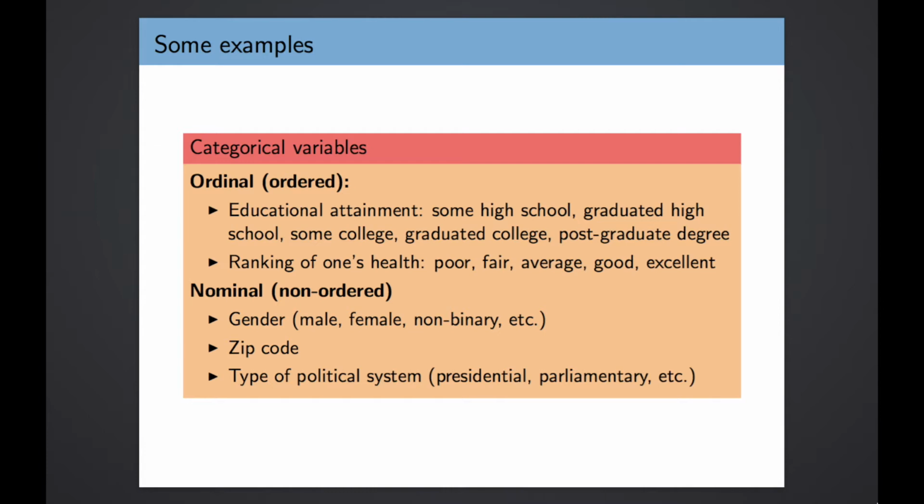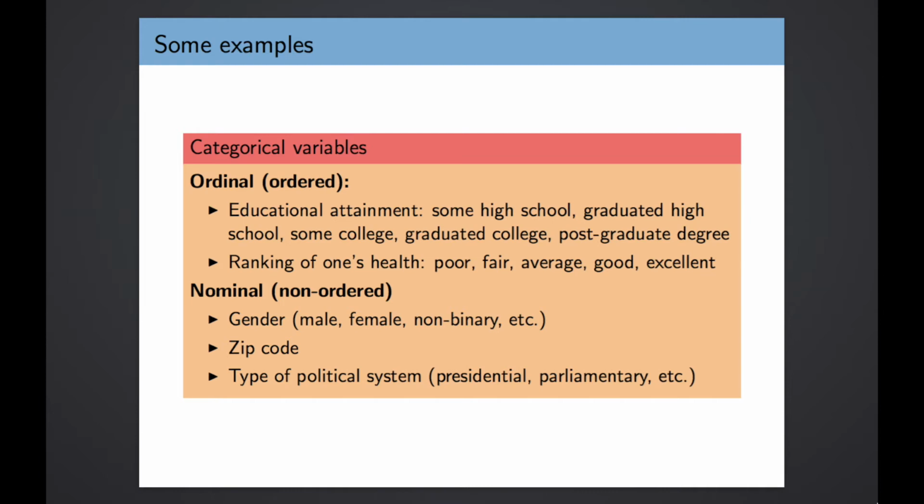Another example would be if I asked someone to rank their health: poor, fair, average, good, or excellent. There's a natural ordering to those measures of your health, but it's not any sort of numerical measurement. I'm not asking them about their blood pressure or their cholesterol or anything like that. I'm asking for an overall categorical measure of their health.